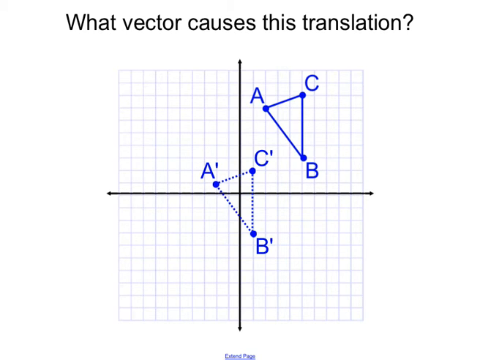The next thing is that I would like to know what vector causes this translation. Pause your video, give it some thought, and see if you can figure out what vector is going to cause the translation from ABC here to A prime, B prime, C prime here.